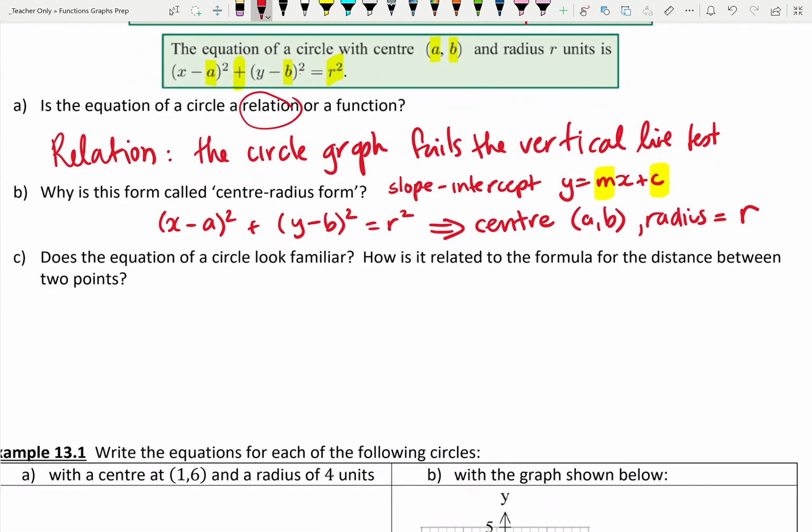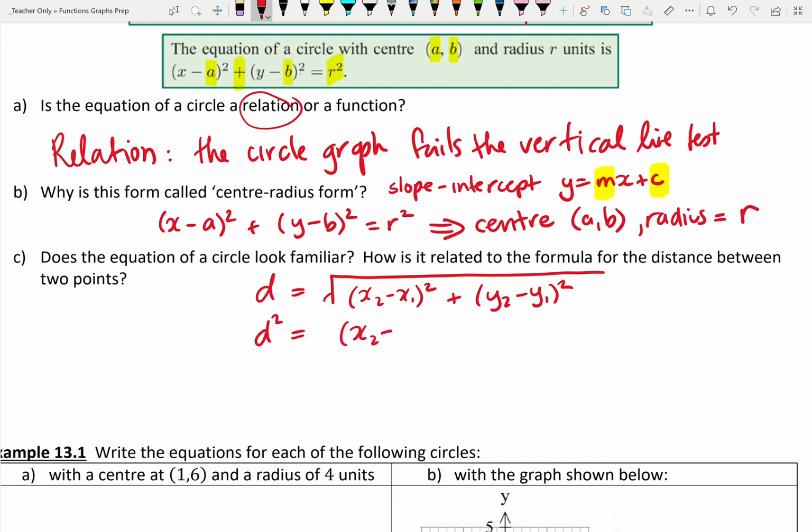All right, does the equation of the circle look familiar? How is it related to the formula for the distance between 2 points? If you would like, pause the video, have a go at see if you can make the distance formula into the equation of a circle. And what you should find is this. So distance is the square root of x2 minus x1 all squared plus y2 minus y1 all squared. We square both sides. Distance squared is x2 minus x1 all squared plus y2 minus y1 all squared.